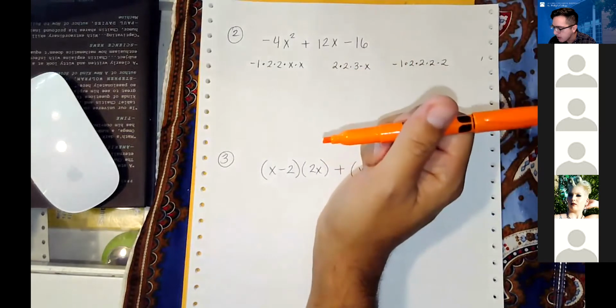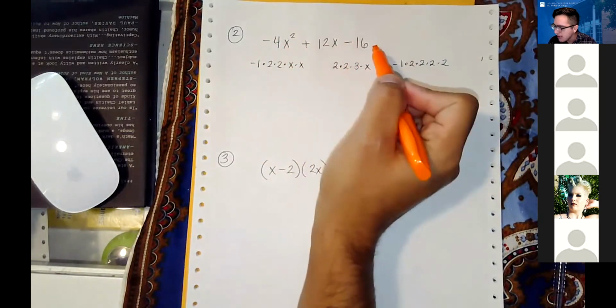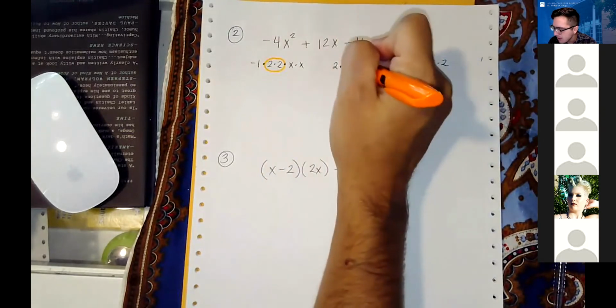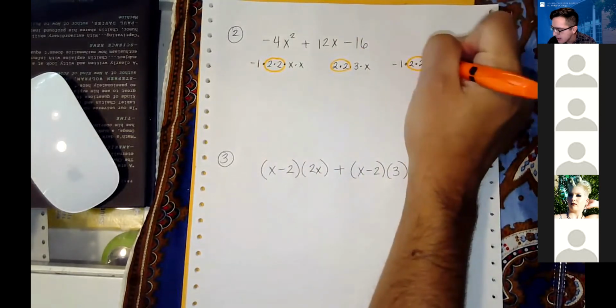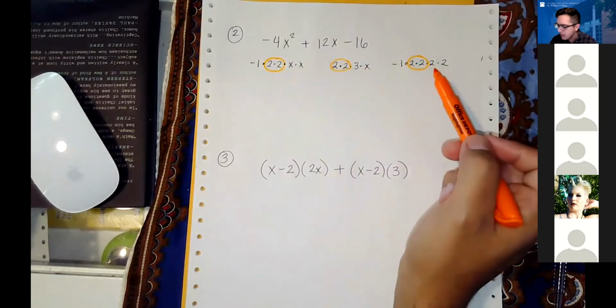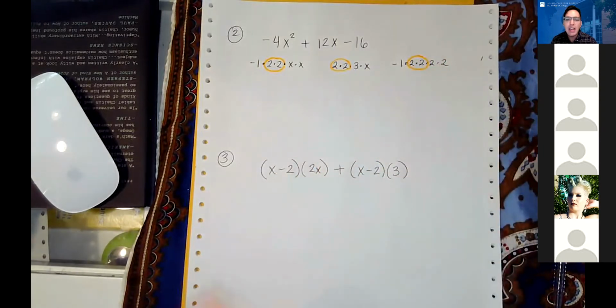Well, people are saying 4 and -4. If we look at the terms, this one doesn't have an x, but they all are multiples of 4. That looks right to me. This one has a 3, but none of the other ones have a 3. These two have x's, but the last one doesn't. They all have to have the same factor in common in order for us to consider it the greatest common factor. So right now it looks like it's 4, since 2 times 2 is a common set of factors that go into each of the terms.